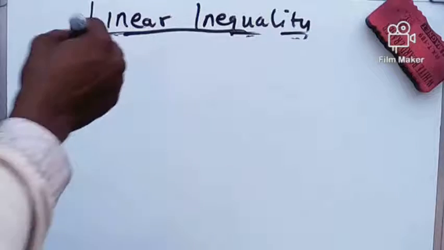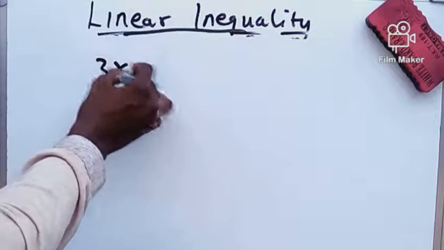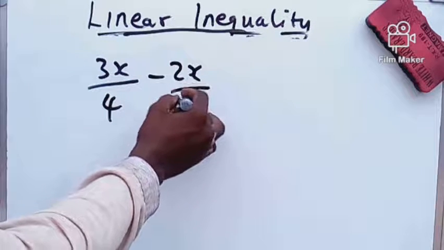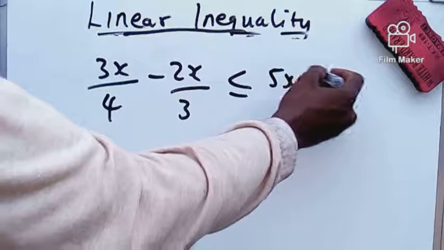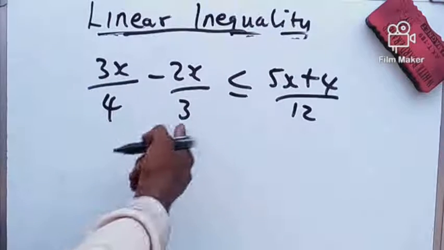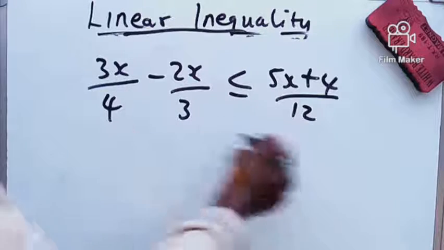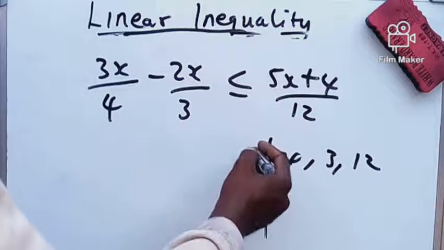So let's take another example to solidify our understanding of linear inequality. Let's say we have 3x over 4 minus 2x over 3 is less than or equal to 5x plus 4 over 12. Feel free to pause the video and try this problem out yourself. To solve this problem, as usual, we simply find the LCM of the denominators. Notice that the LCM of 4, 3, 12 is going to be what?